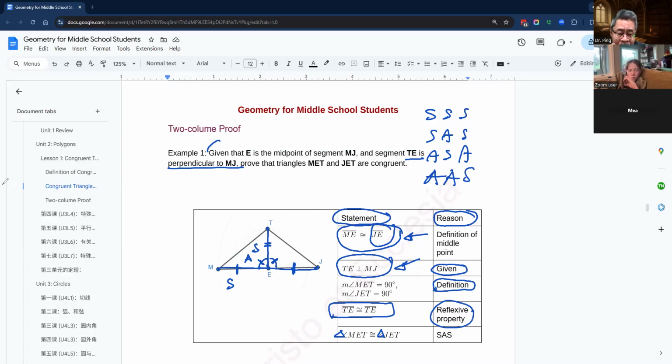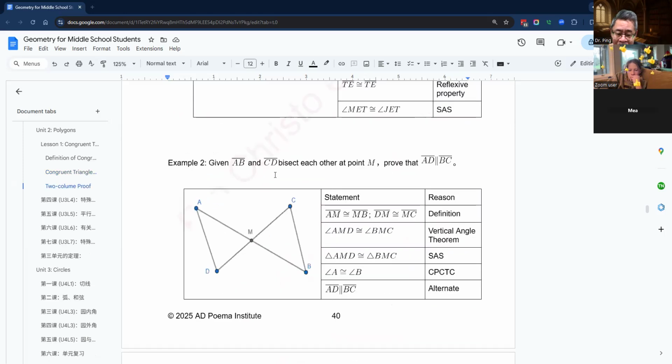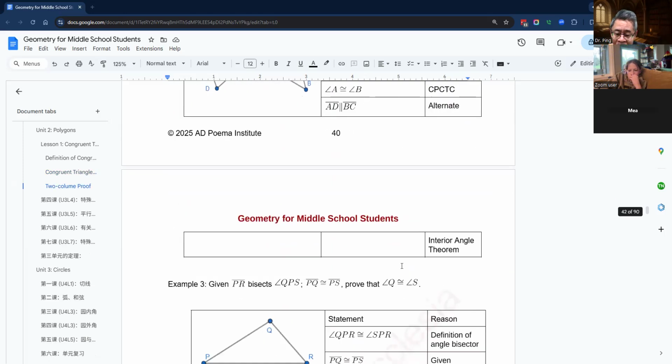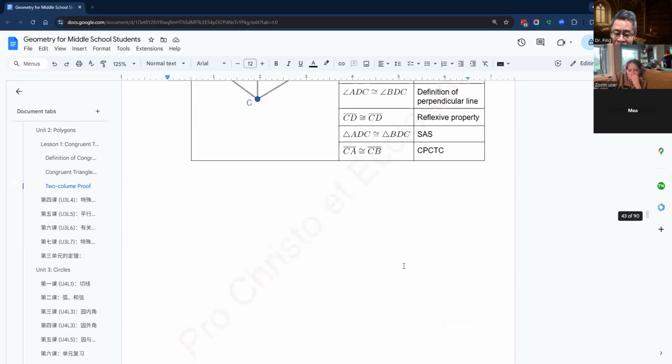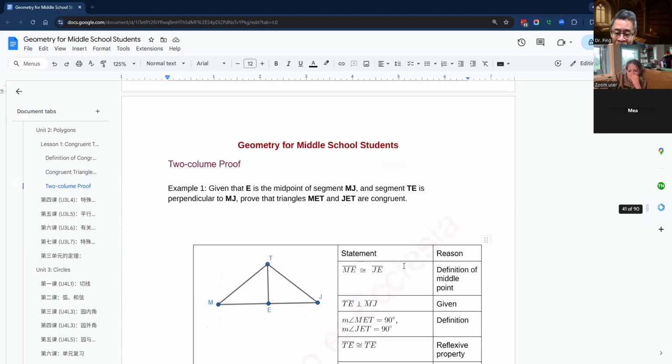Okay, are we good on here? Okay, all right. Now we're going to look at a couple more, okay? Example 2, we have 5 examples, okay?